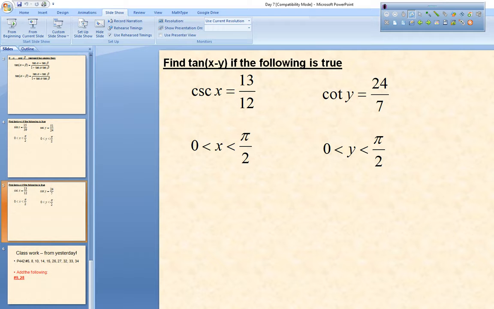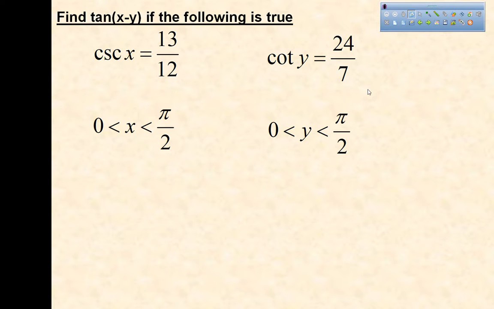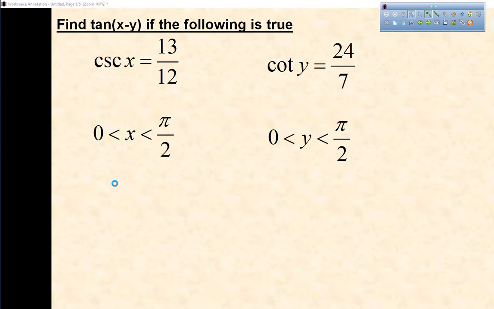I think I've only got one more example. I do. It's right here. All right, let's see what it says. It wants you to find tangent of x minus y. So again, it tells you some information. It says that cosecant of x is 13 over 12, and it is in the first quadrant.